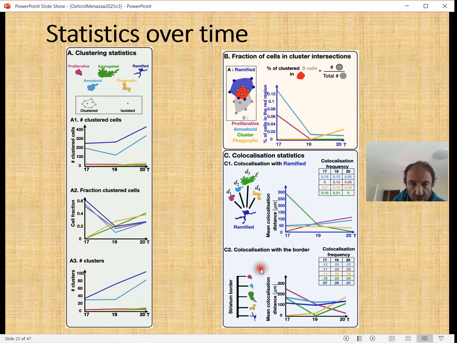And you can also do that with respect to the border. So this was with respect to the striatum border. And again, you can look at the different distances of the cells and how they evolve in time.